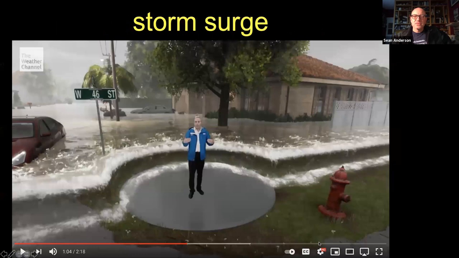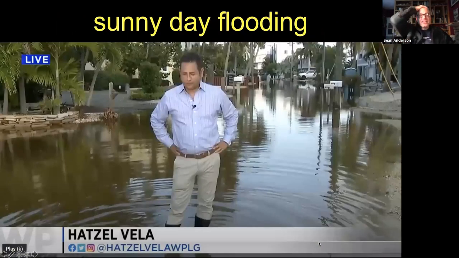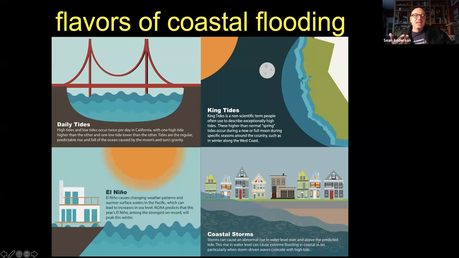So what do we mean by, actually, let's go to this one first. Okay, never mind. Okay, so sorry. Before we talk about that, I put in this little news story about sunny day flooding. So in this case, we're essentially talking about daily tides or king tides.